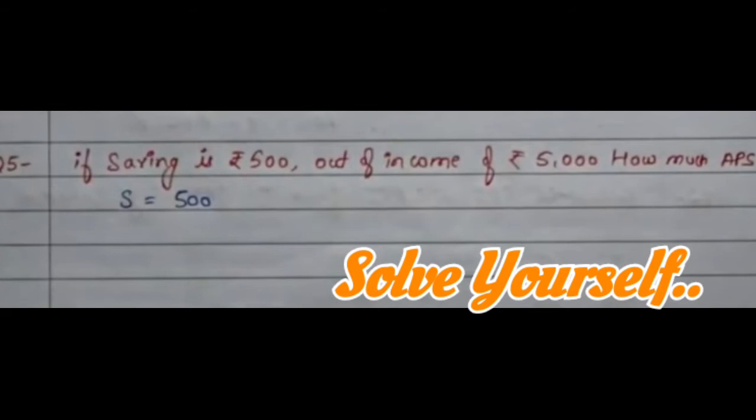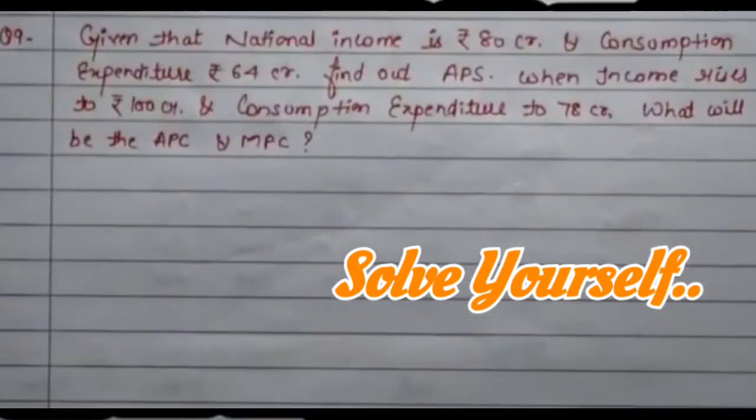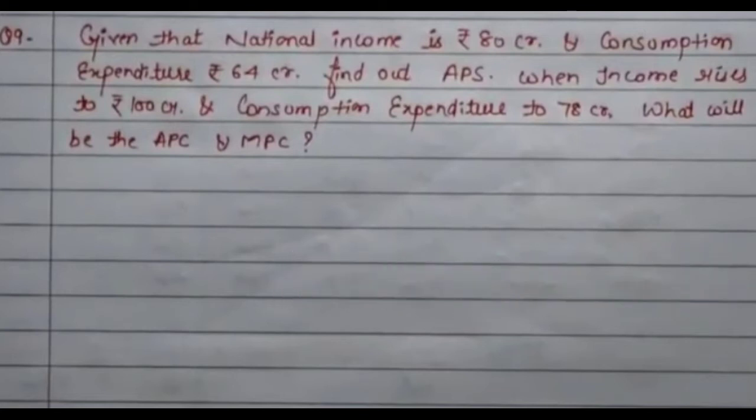Okay. Next question: calculate MPC and MPS from the following schedule, where income level is given and consumption is also given. Only two things you have to calculate. This question is very important. Given national income is rupees 80 crore, with consumption expenditure 64 crore, find out APS. When income rises to 100 crore, consumption expenditure rises to 78 crore.